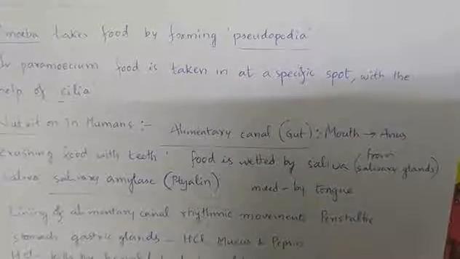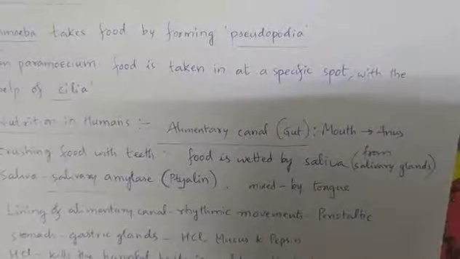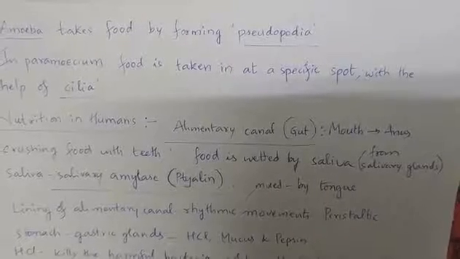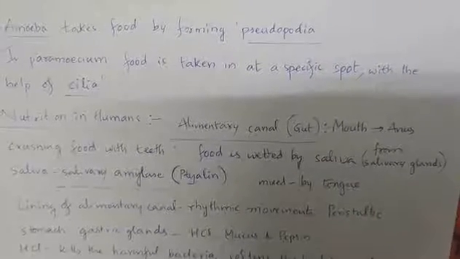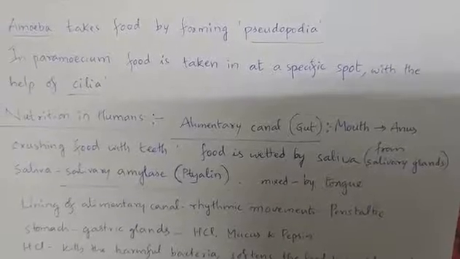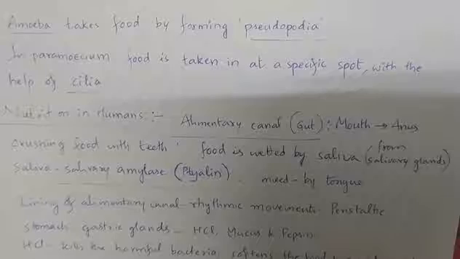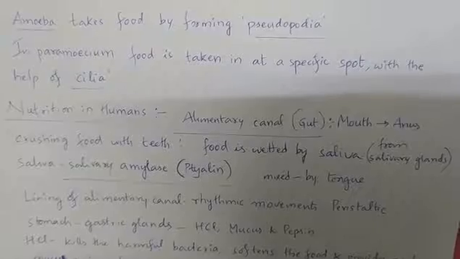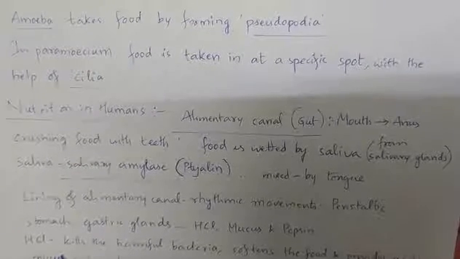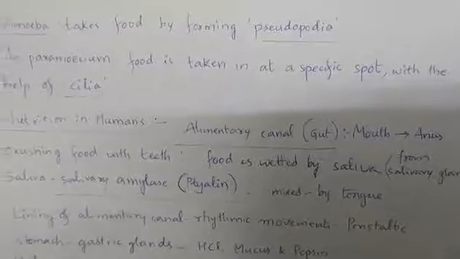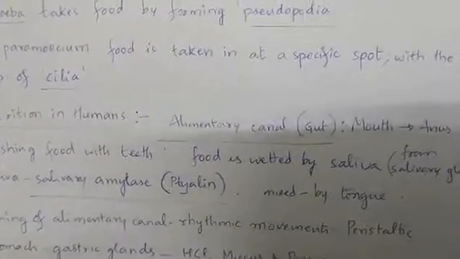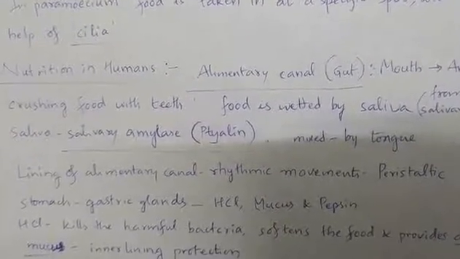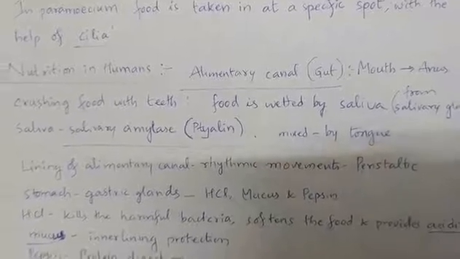The alimentary canal or the gut, from the mouth to the anus, the entire tube-like structure present in our body, is known as the alimentary canal or gut. Here, the mouth contains teeth, salivary glands and tongue. Each one has its own specific role. The teeth help in crushing the food, and the salivary glands release a specific liquid called saliva. The food is wetted by saliva.